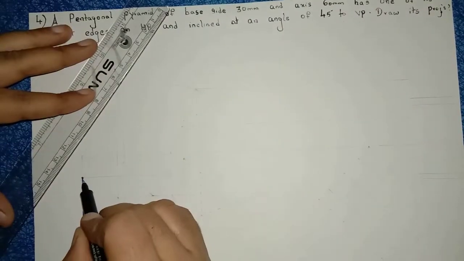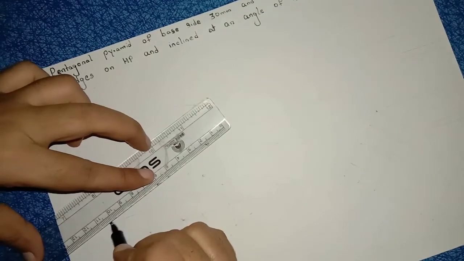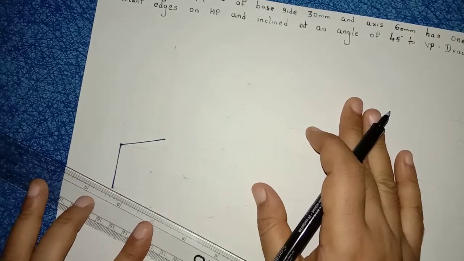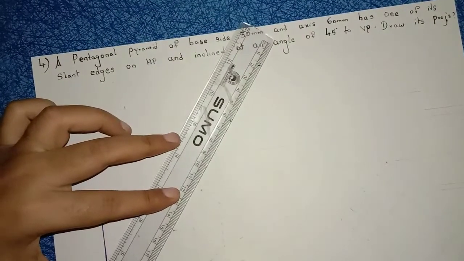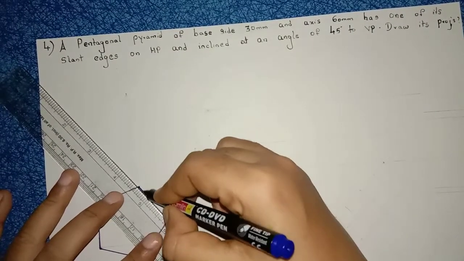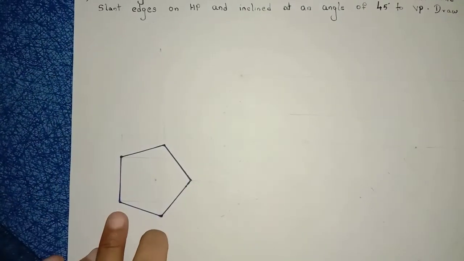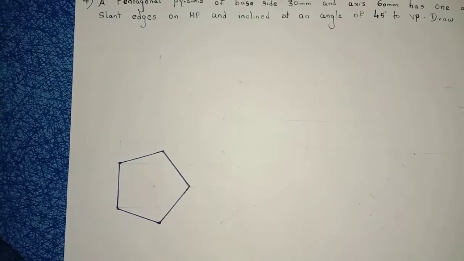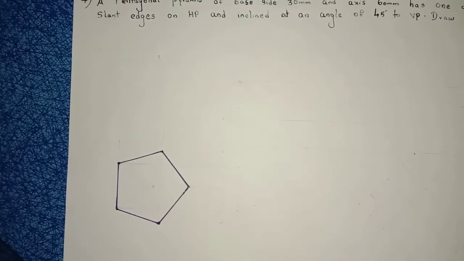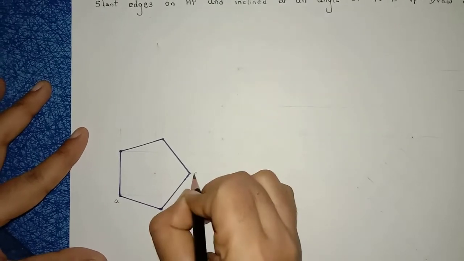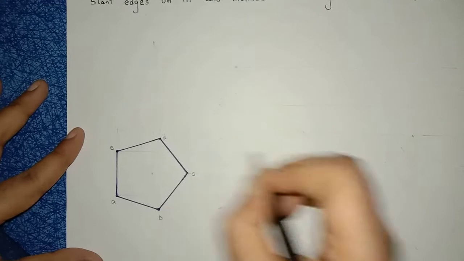Right, place your protractor here, 108 degrees. Right, and place your protractor at this point. Mark 108 degrees. Length is here 30 mm only. Right, so again place your protractor 108 degrees and place your protractor here 108 degrees, or with the help of compass take this 30 mm length, keep your compass here, draw an arc, keep your compass here, draw an arc. Right, so after constructing the pentagon, name the pentagon. This point is here A, B, C, D and E.